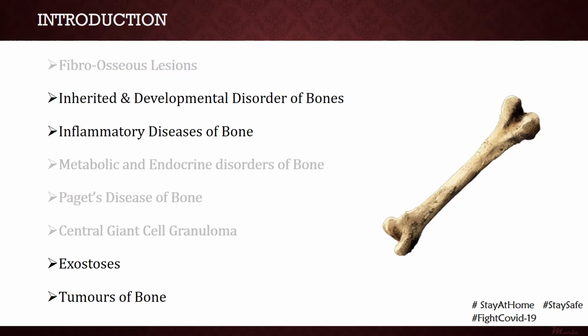So to refresh with the various categories of bone disorders, these can be basically categorized as fibro-osseous lesions, inherited and developmental disorders of bone, inflammatory diseases of bone, metabolic and endocrine disorders of bone, Paget's disease of bone, central giant cell granuloma, exostosis, and tumors of the bone. In today's lecture, we'll be discussing the inherited and developmental disorders, inflammatory diseases, exostosis, and tumors of bone.